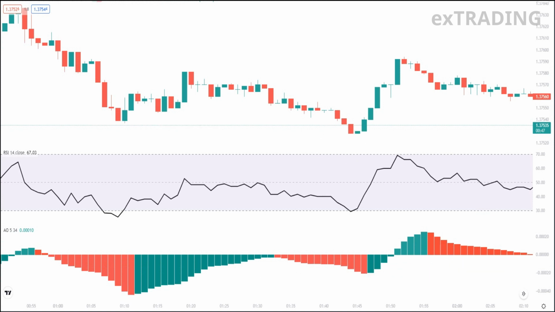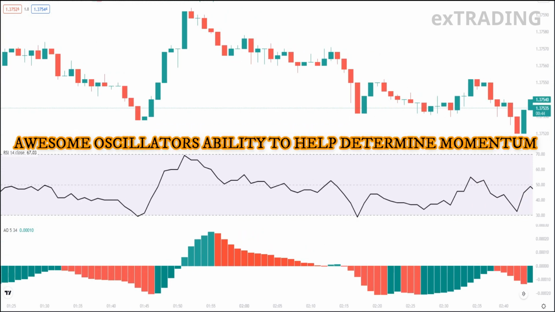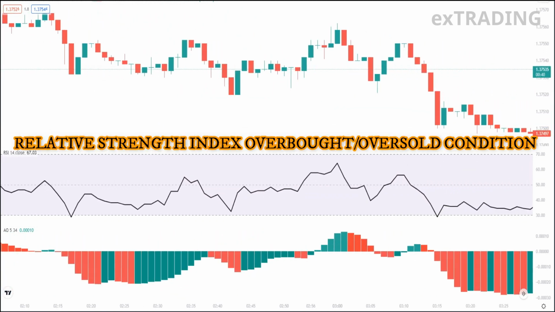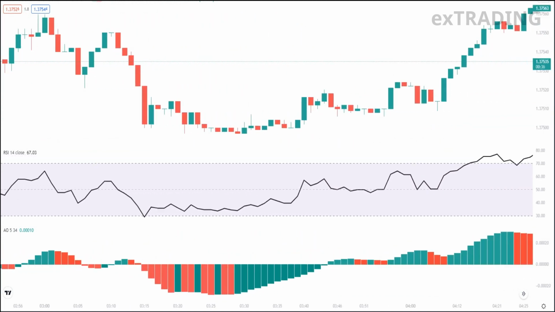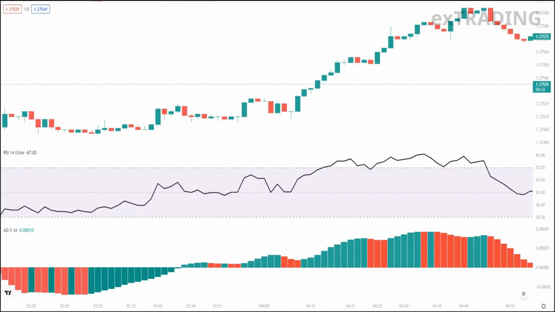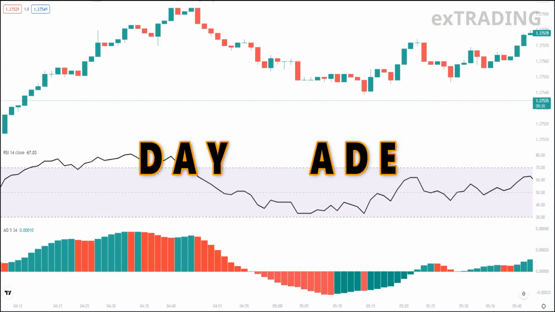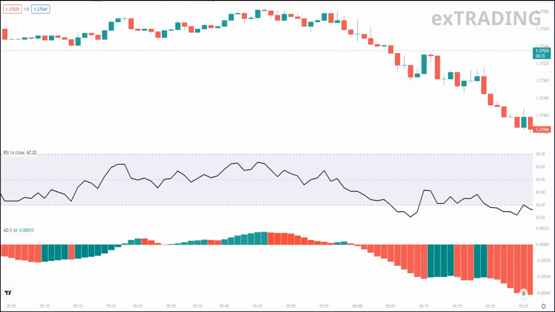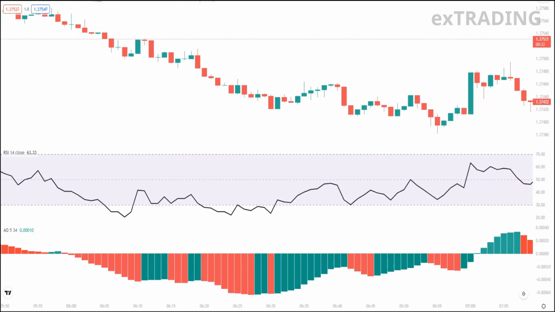For this trading strategy, we are going to combine the awesome oscillator's ability to help determine momentum with the relative strength index overbought, oversold condition to produce a trading strategy. This is a form of technical analysis and we will use price action to trigger us into a trade. We can day trade, swing trade, and even position trade these setups. Your time frame will depend on how much time you can devote to trading.